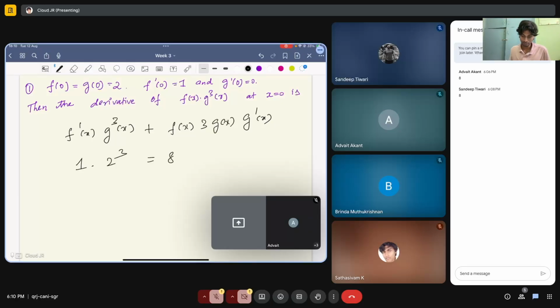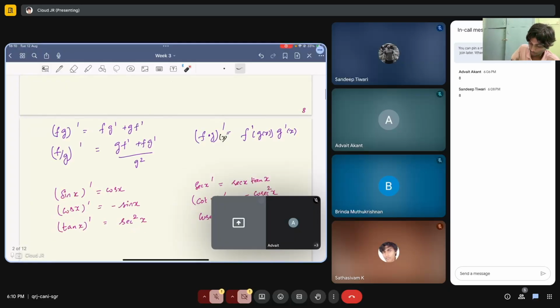So yeah, I will go a little slowly because some people may watch the videos, so that it will be understandable for everybody. What we are applying here is one, the product rule, and another, the chain rule. So this is called the chain rule, and this is the product rule.